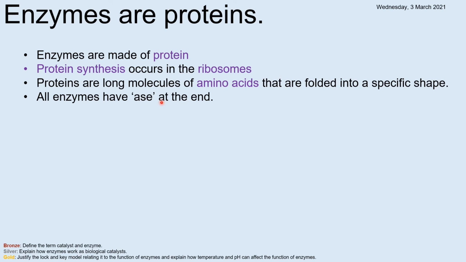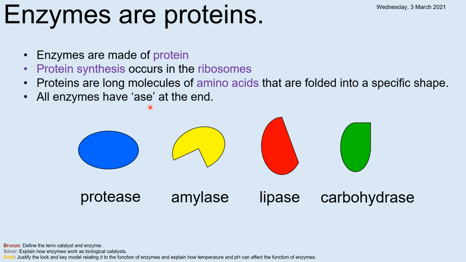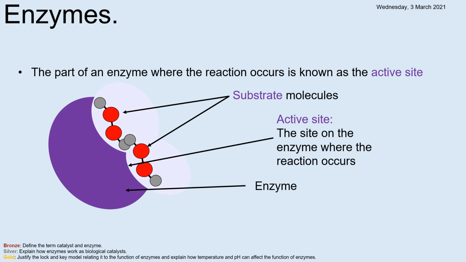And all enzymes have ASE on the end. Anything that has ASE on the end will be an enzyme. For example, protease, amylase, lipase, and carbohydrase. They all have ASE on the end because they are enzymes. So that is how you can see that they are enzymes if you look at the name of them.